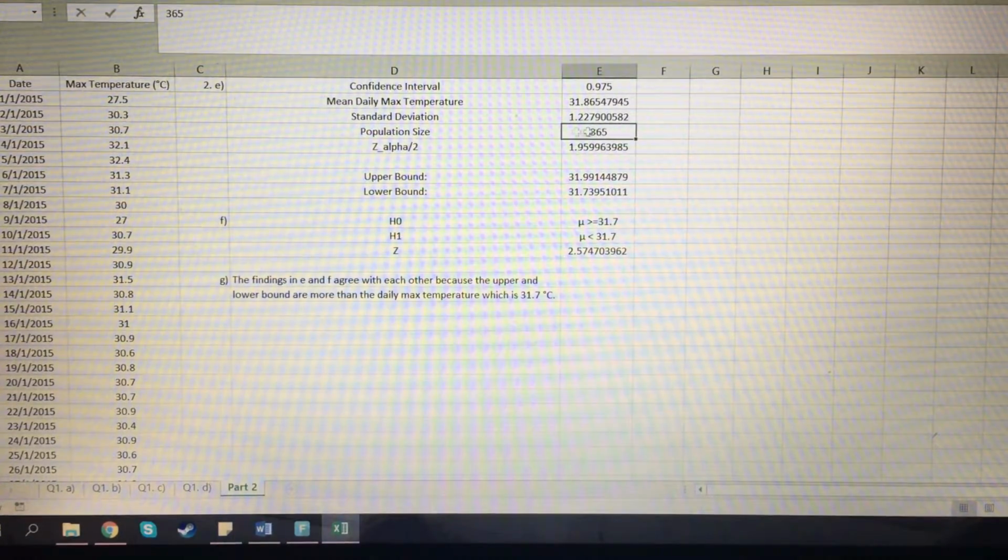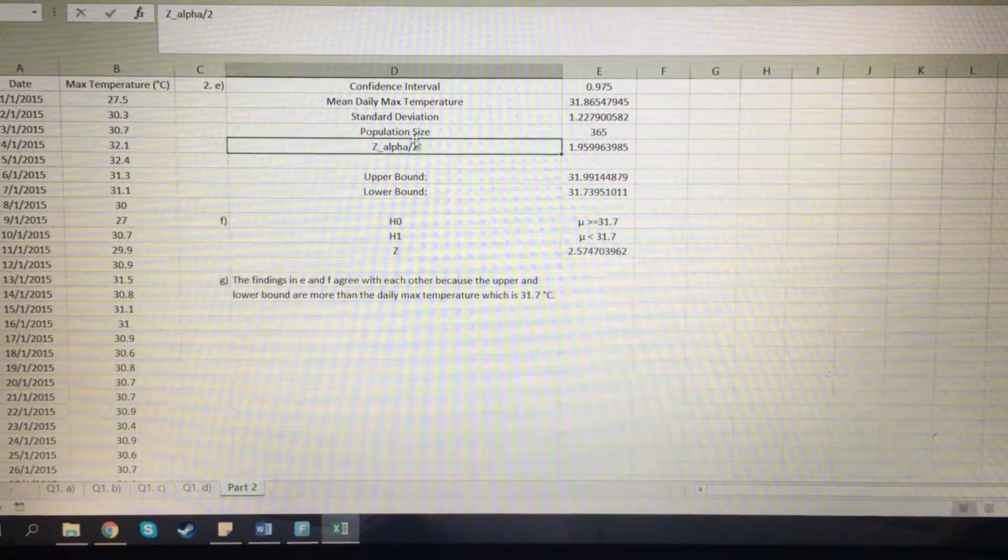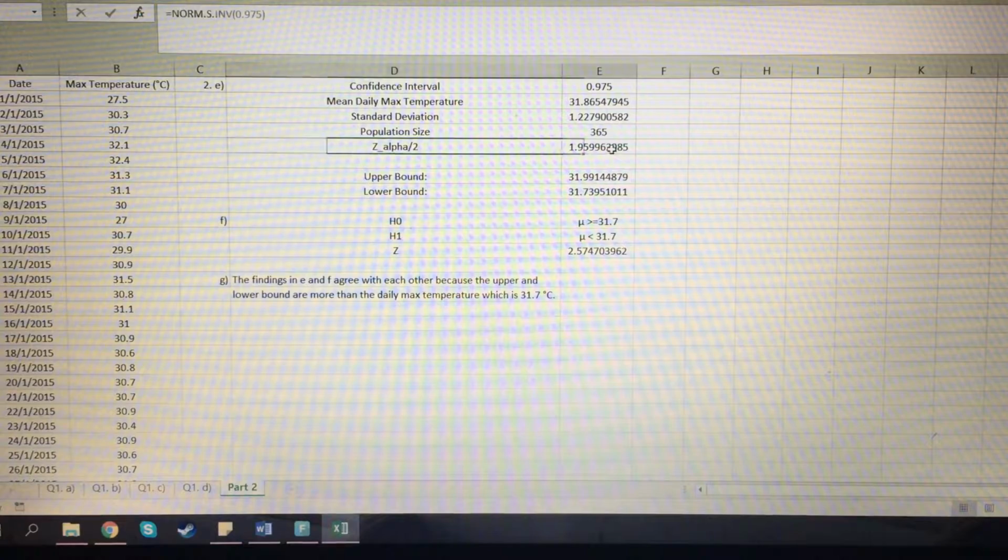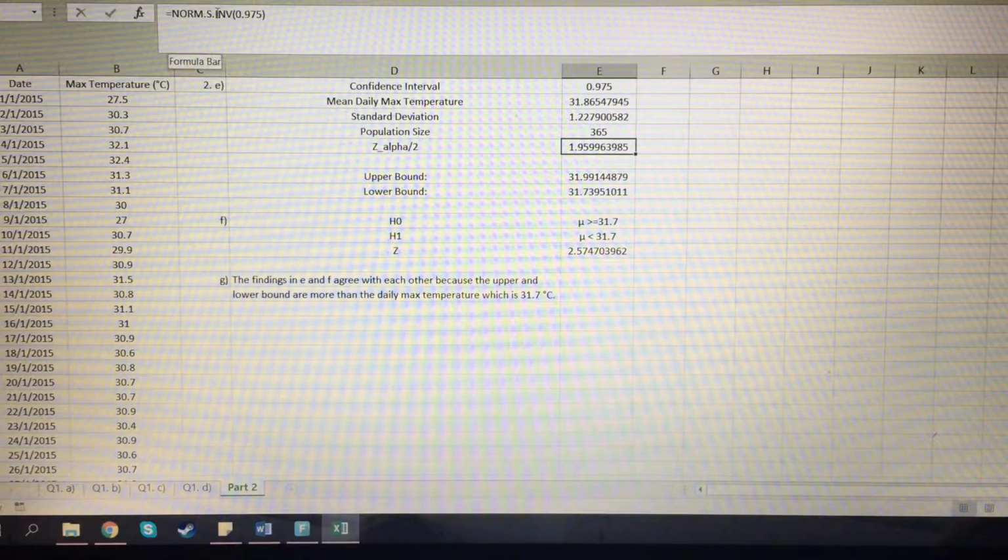For population size, as you know that this data is all the months in the year of 2015. So in a year it has 365 days, therefore the population size is 365. To find Z alpha over 2, I use the NORM.S.INV function, and then I bracket the confidence interval.